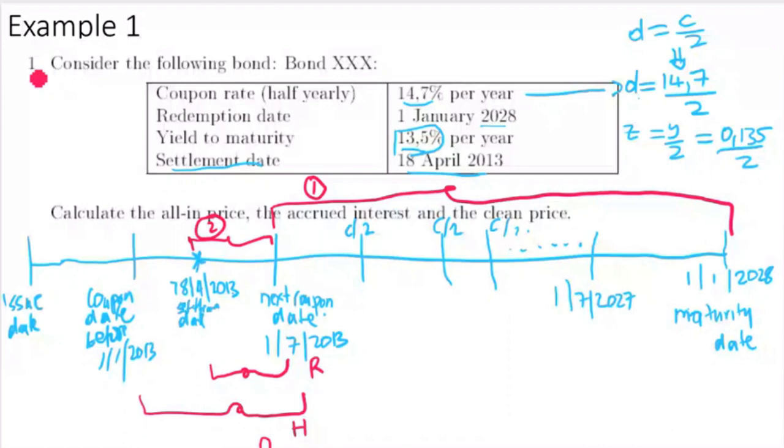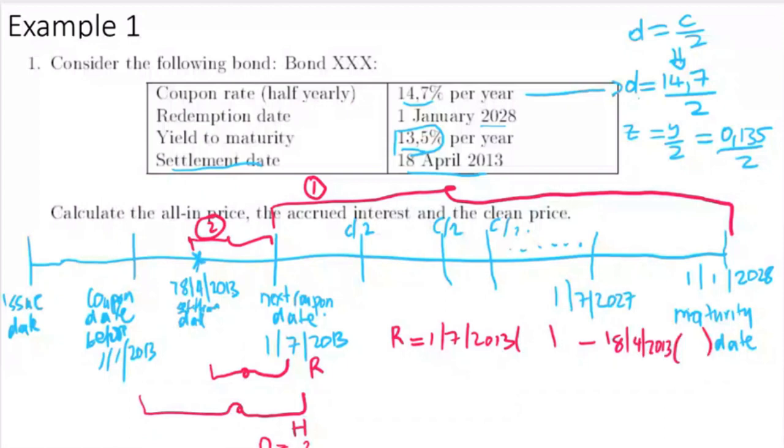Once you work like that in any of these, then you know you can work with any bond. So how do you calculate your R? Your R is calculated as 1st of July 2013, okay? I don't know what that is, minus 18th of April 2013. I don't know what that is, okay?